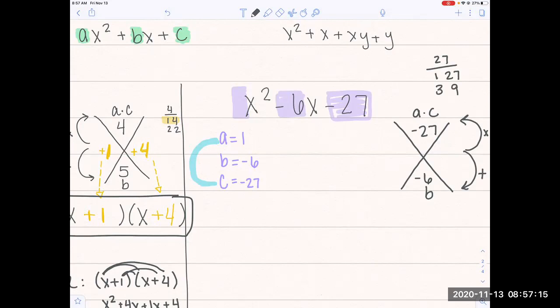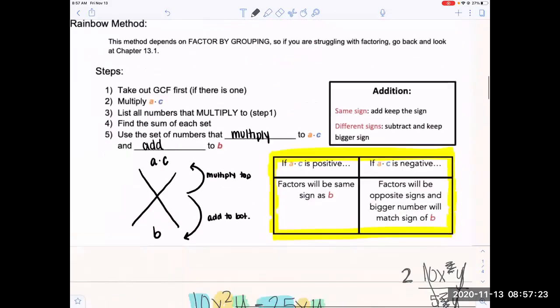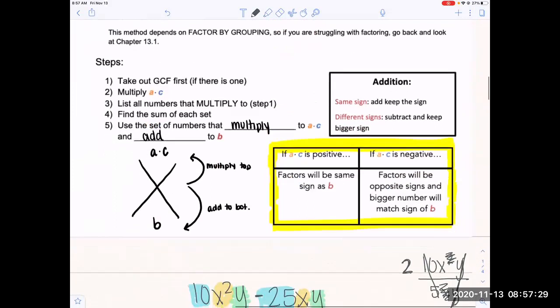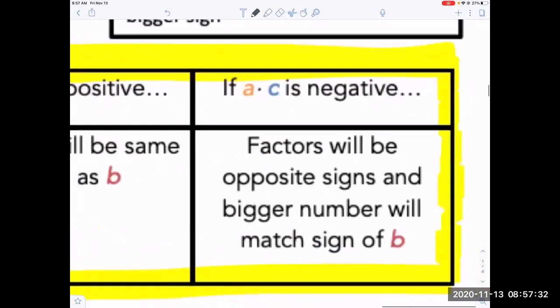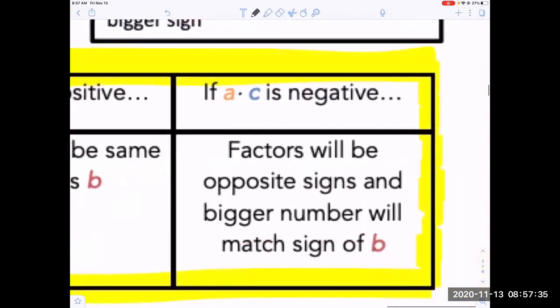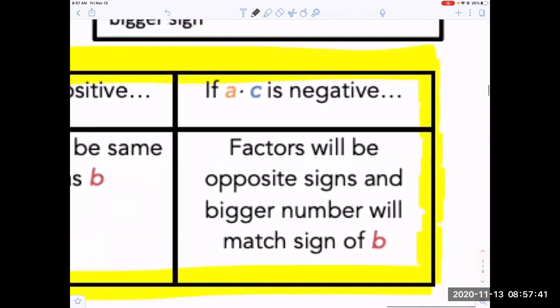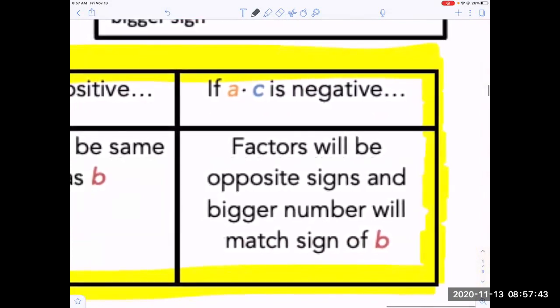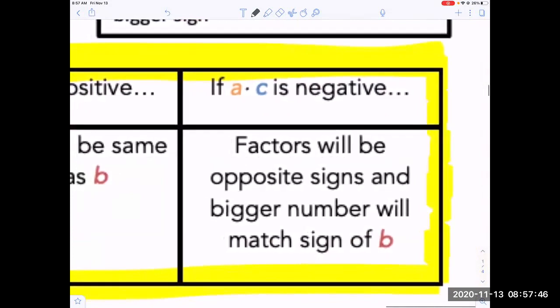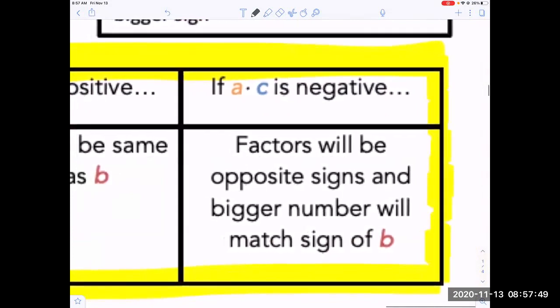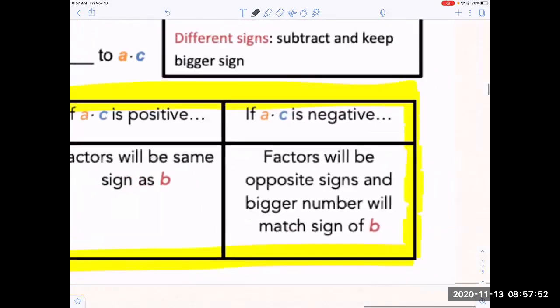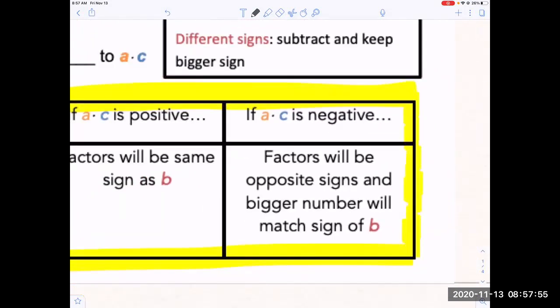I would say when A times C is negative, that's probably the trickier of the few, because we wrote down way back at the beginning when we started factoring trinomials that if A times C is negative, the factors will have opposite signs, and the bigger number will match the sign of B. We see that in this example: A times C is negative 27, so the factors will have opposite signs, and I need to figure out which one's going to be positive and which one's going to be negative.